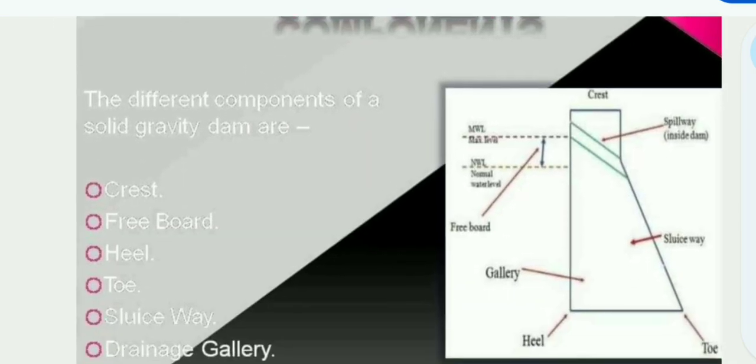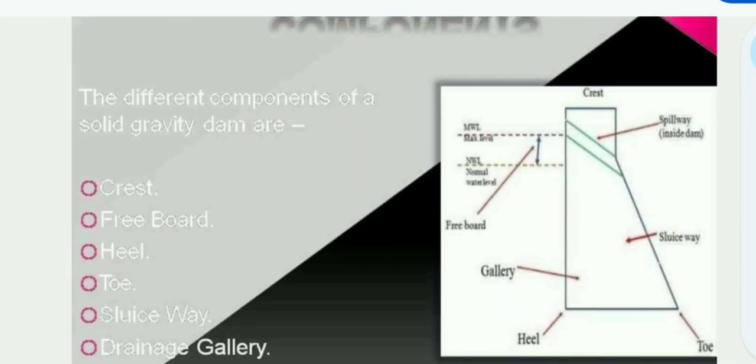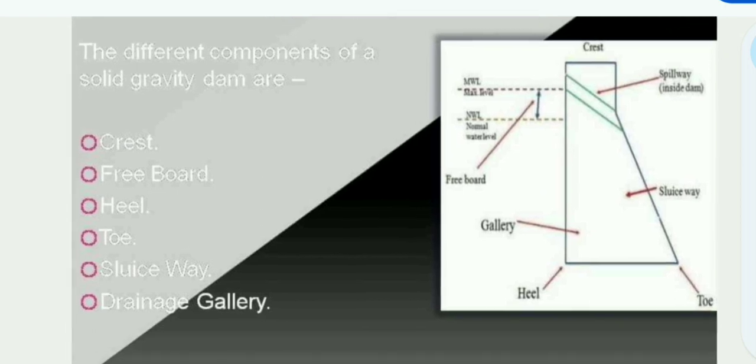Components. Different components of a solid gravity dam. This is the crest. Freeboard, spillway, sluiceway, toe, heel, gallery, freeboard.